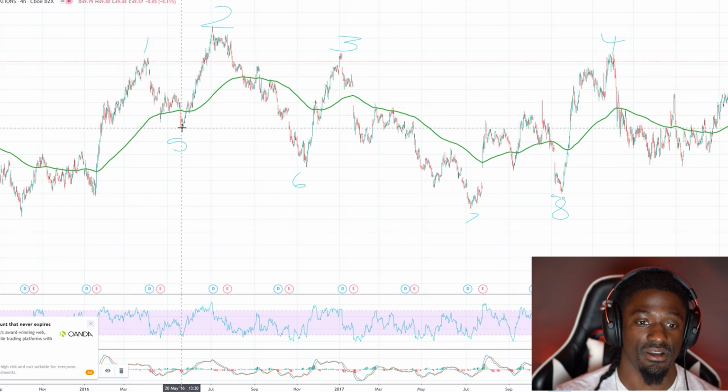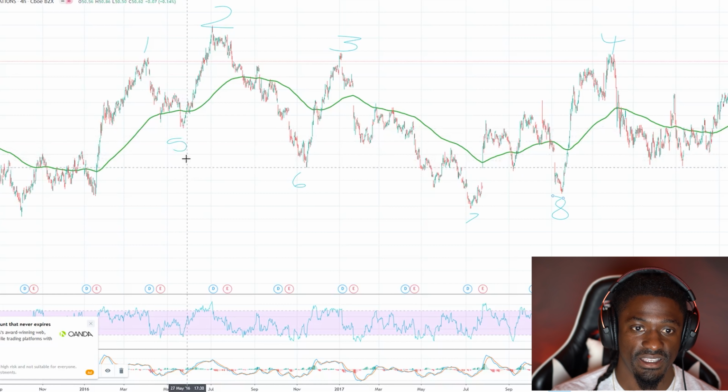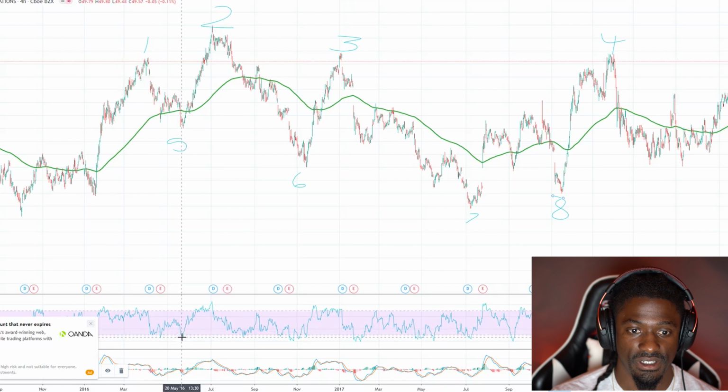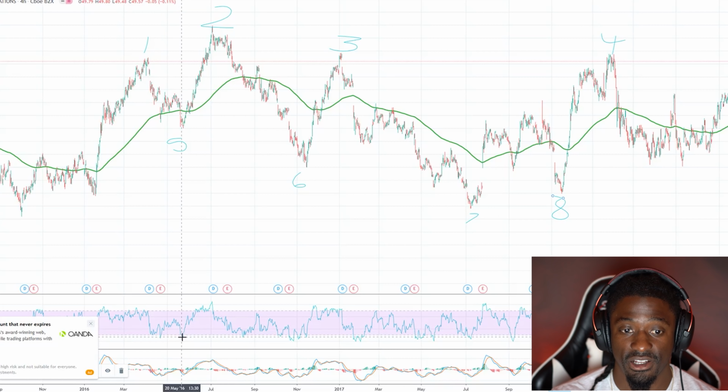Now, how do we know when it's oversold? Just going from right here at the very bottom of 5, let's look at the RSI indicator. Bam, it's right there, it's oversold. It's around 27 on the RSI indicator right here. So it's showing that it's oversold and it's undervalued.